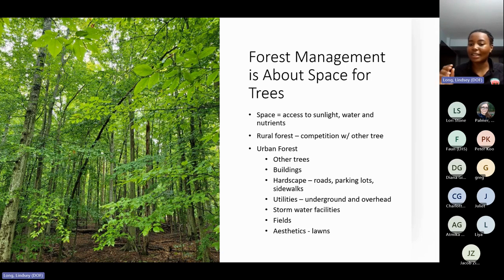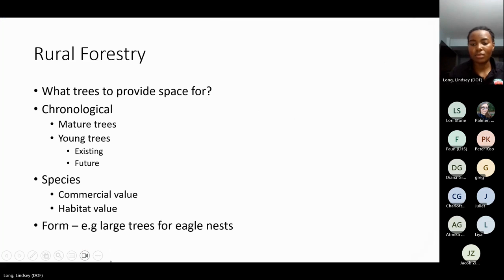Lawns, though, I feel like it's also referencing the aesthetics that people are used to seeing in their lawns. So if a tree starts to grow, it's probably going to get weed whacked immediately if it's in somebody's yard. So it's not going to be allowed that space at all. Okay, so we're going to backtrack to rural forestry.